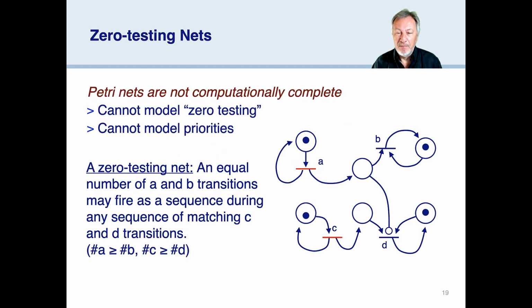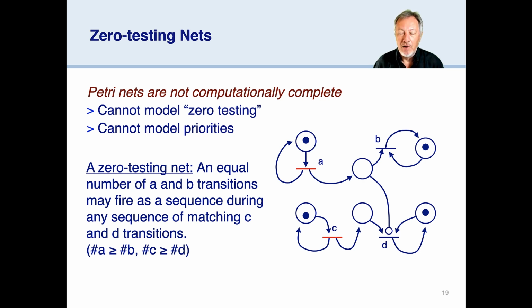Most mathematical models of computation are equivalent to Turing machines. Interestingly, Petri nets are not. They're not computationally complete, and there is a non-trivial proof of this. In particular, it turns out that Petri nets cannot model testing of the value 0, and they cannot model priorities. But there are various extensions of Petri nets, and as is typically the case, if you have a model that is not Turing complete, adding one tiny little thing usually does make it Turing complete. So here's an example of a so-called zero testing net.